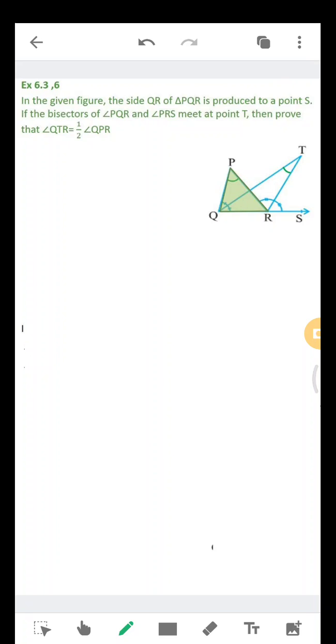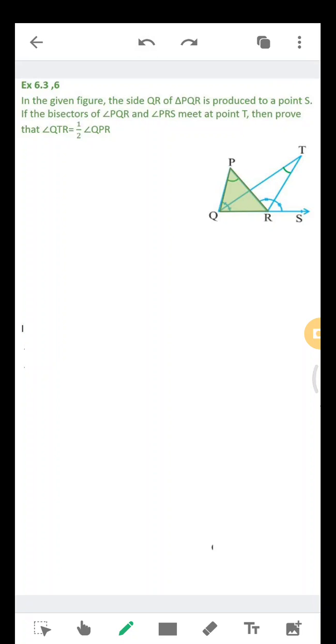So it is given that in the figure the side QR of triangle PQR is produced to a point S. Okay, you can see here the side QR of triangle PQR. So we first have a triangle PQR. The side QR is produced. Produced means extended. You can see till where it is produced. It is produced to S. Okay. Triangle PQR and side QR is produced to S.